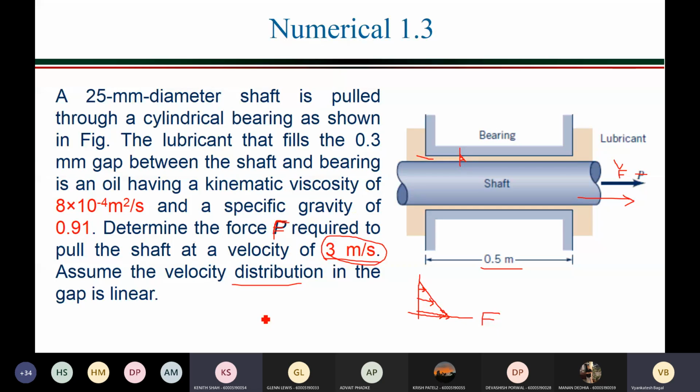Now the idea is first you have to find out the shear stress, tau. So you will use Newton's law of viscosity. Tau is equal to mu du by dy, right? Now I'll go to the next slide. I'll be using this Newton's law of viscosity: tau is equal to mu du by dy.